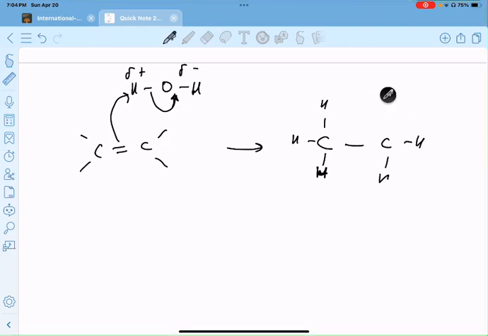Let me just draw this here. You'll form an alcohol, okay? Again, this is in the presence of an acid catalyst, okay? The acid is the catalyst. I don't need to mention that last part, but yeah, the acid is the catalyst, okay?